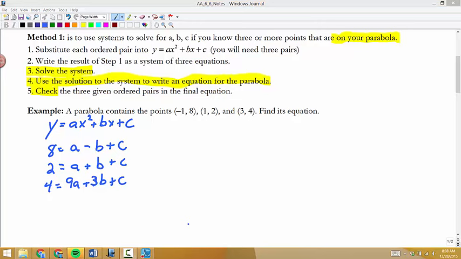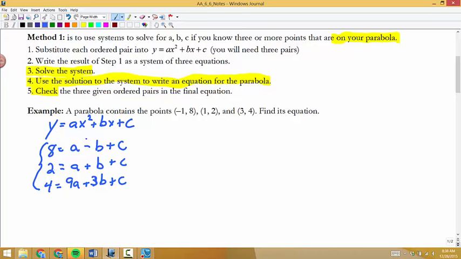After plugging those three ordered pairs in, that gives me a system of equations that I can now solve. Generally we would write this on the other side, and we'll talk about that in just a second. But what we want to do now is solve this system. We can solve it using linear combinations or substitution, but probably the easiest method here, now that we know how to use matrices to solve a system, is to do that.